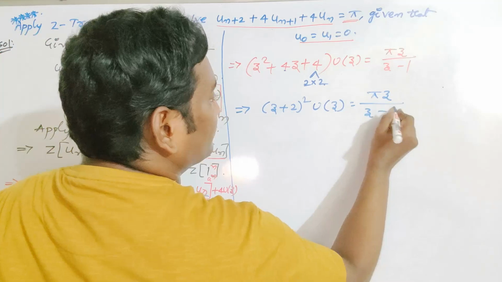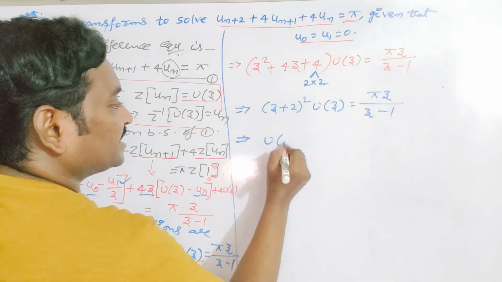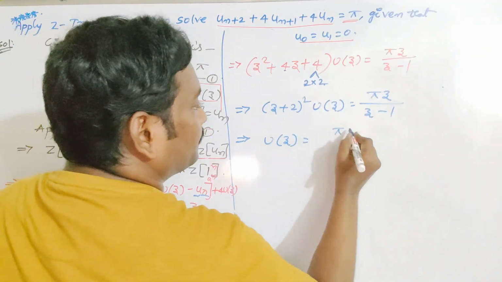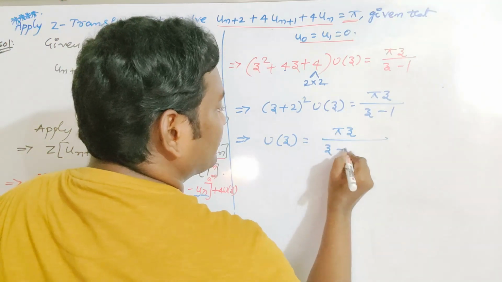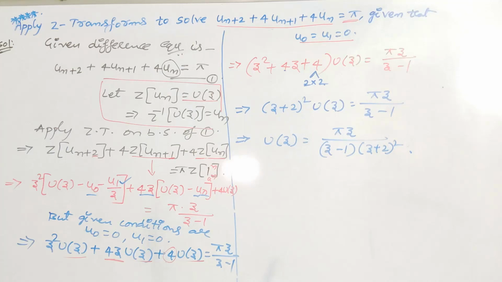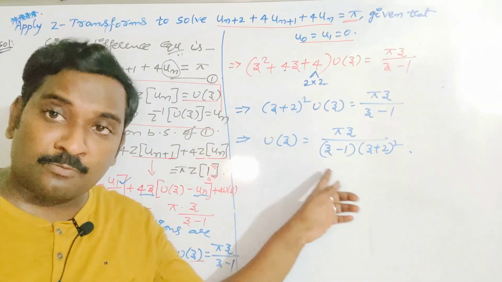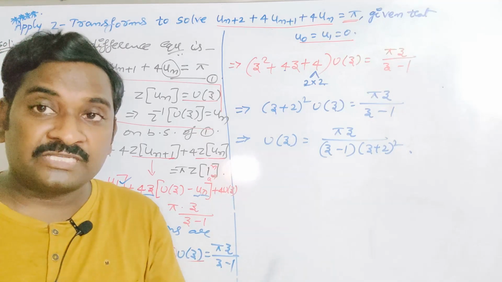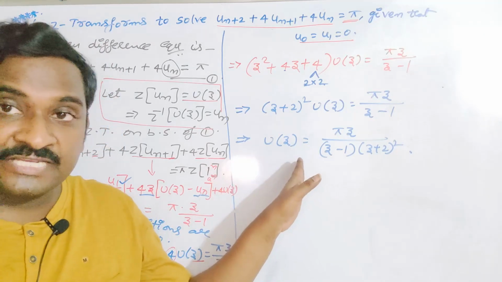Pi z by z minus 1. So u of z is equal to pi z by z minus 1 into z plus 2 whole square. Actually here we have to apply inverse Z transform on both sides, but don't apply it directly in the case of inverse Z.